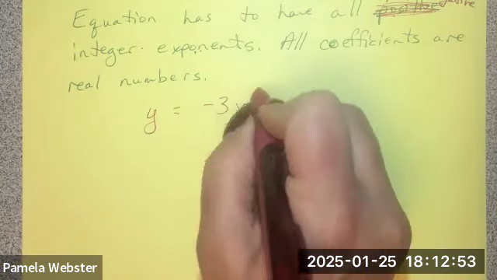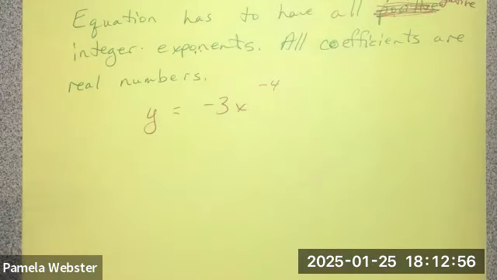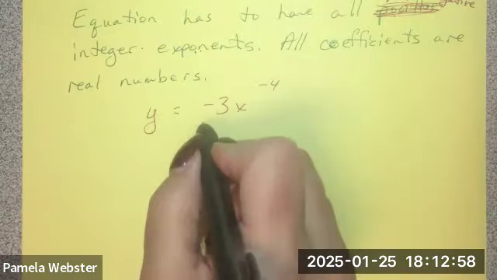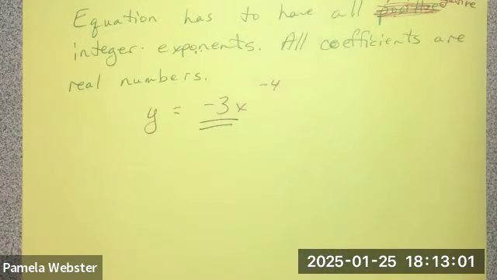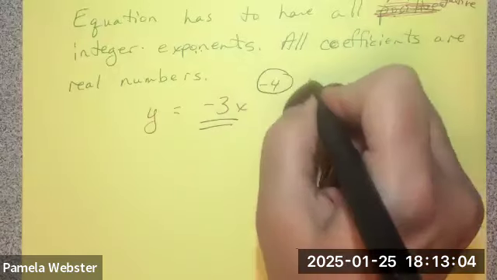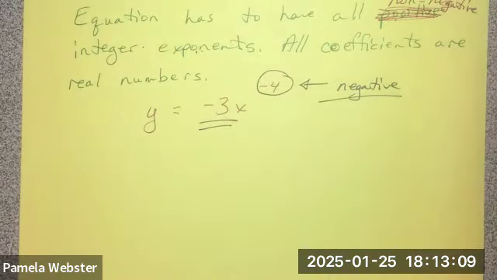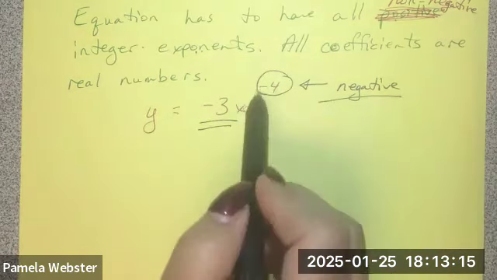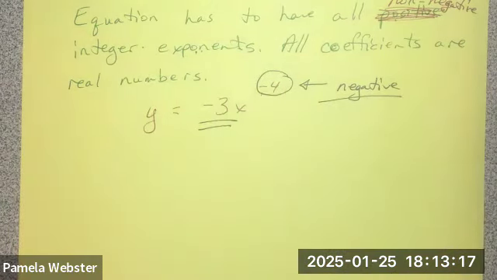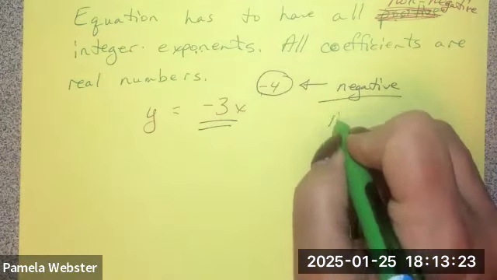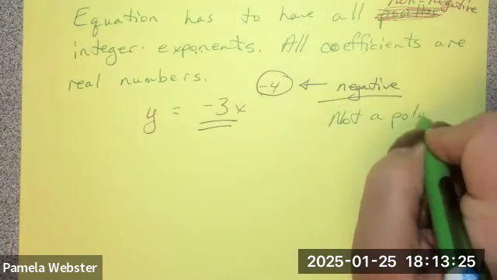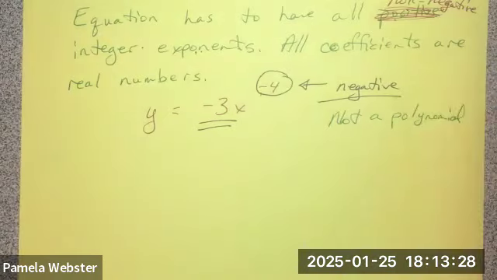Y equals negative 3x to the negative 4. Okay, so I look at this guy and I say, hey, the coefficient is a real number. That's fine. But what about this exponent? That's negative, right? Okay, so it has to be not negative, right? And in general, we're going to look for positive exponents here. Okay, so I look at that and I say, oop, that's not positive. So this is not a polynomial.